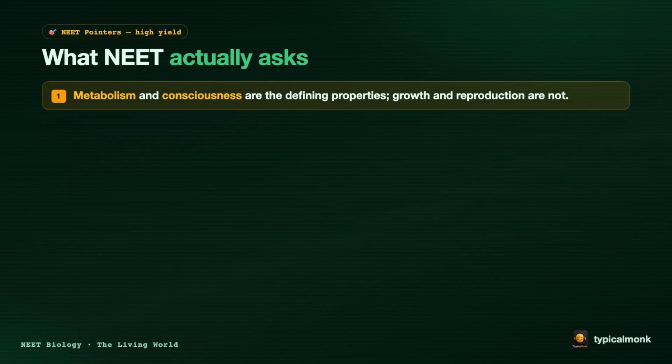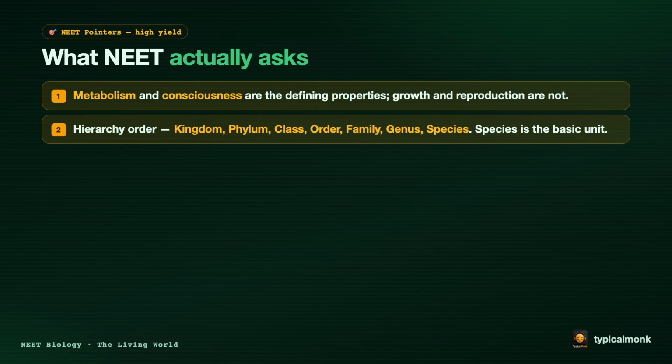Now, the high-yield points that NEET loves to test. 1. Metabolism and consciousness are the defining properties. Growth and reproduction are not. 2. The hierarchy order is kingdom, phylum, class, order, family, genus, species. Species is the basic unit.